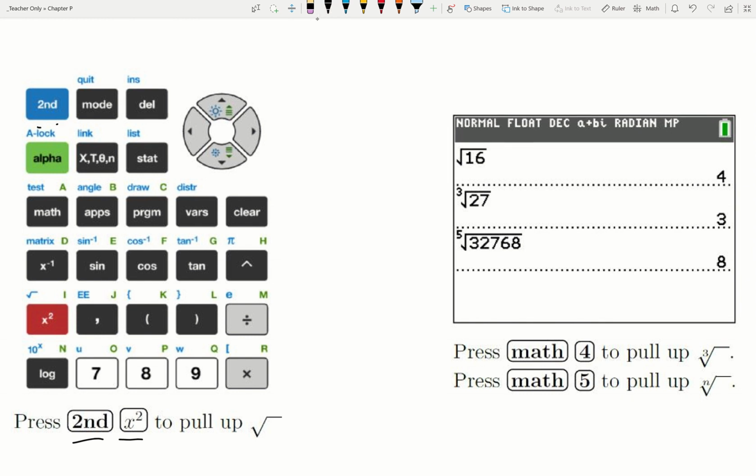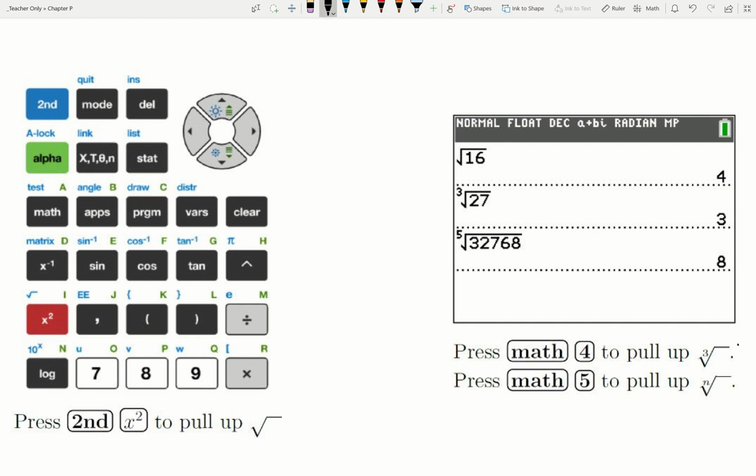Let me switch back to my stroke eraser there. So the second button is right there, followed by the x squared button, which is right there. That will allow you to pull up a square root. You can even see that little square root symbol in the corner of the button. The color that little symbol is printed in tells you what button to press first before pressing x squared to access that function. So second x squared will pull up a square root.